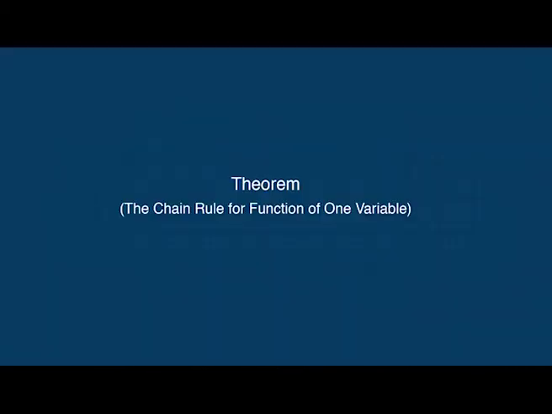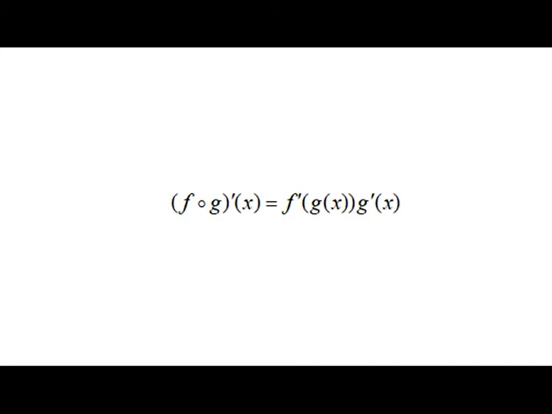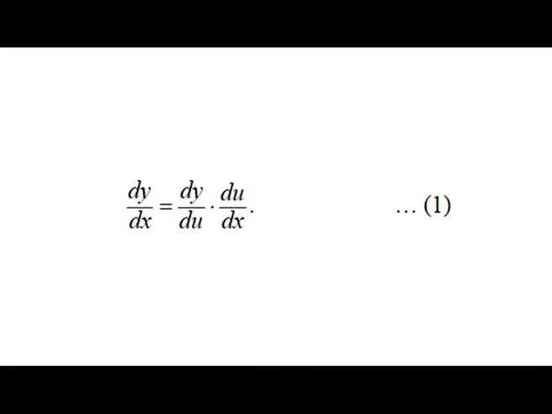The following theorem formalizes the preceding ideas. Theorem: the chain rule for functions of one variable. If g is differentiable at x and f is differentiable at g(x), then the composition f∘g is differentiable at x, with its derivative given by (f∘g)'(x) equal to f'(g(x)) times g'(x). Alternatively, if y equal to f(g(x)) and u equal to g(x), then y equal to f(u) is a differentiable composite function of x and dy/dx equal to dy/du times du/dx, equation number 1.